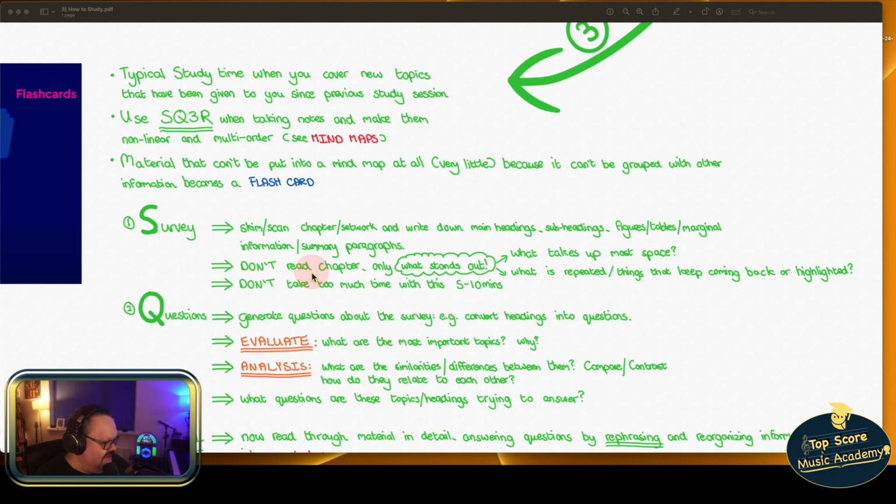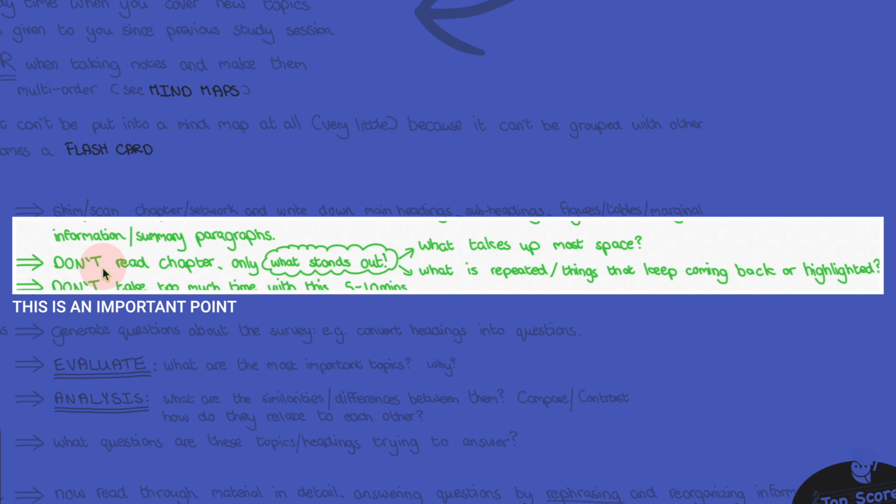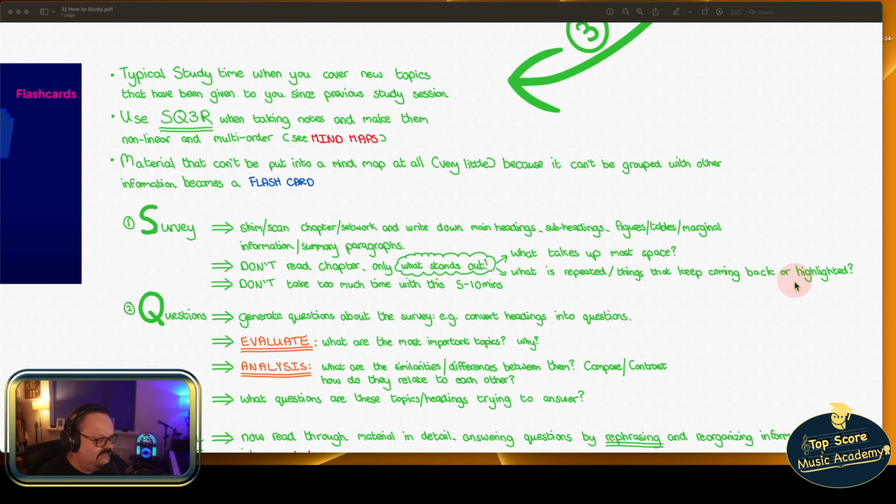That comes later. Okay, so surveying is the first thing that you should do with every set work, and it shouldn't take you too long, because it's only the main ideas. You're talking a couple of paragraphs of summary here. So don't read the chapter, don't go through the entire chapter, or in the case of music, don't go through the entire set work bar by bar. Only what stands out, so the big ideas. What takes up the most space? What is repeated, or things that keep coming back, or things that are highlighted? And we'll look at that also when we're going into encoding, the type of questions to ask yourself.